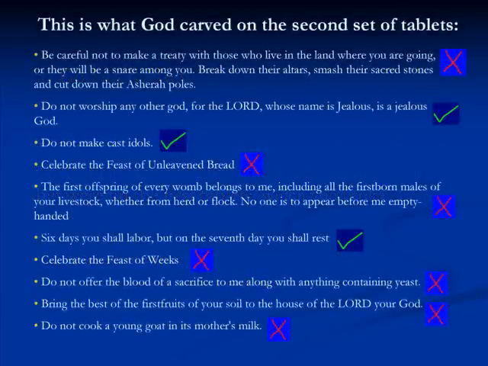This is what God carved on the second set of tablets. "Be careful not to make a treaty with those who live in the land where you're going, or they will be a snare among you. Break down their altars, smash their sacred stones, and cut down their Asherah poles." That's completely different from the first commandment in the first set. "Do not worship any other god, for the Lord, whose name is jealous, is a jealous God."